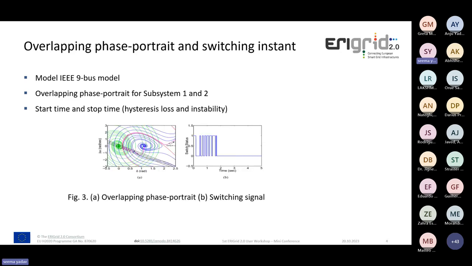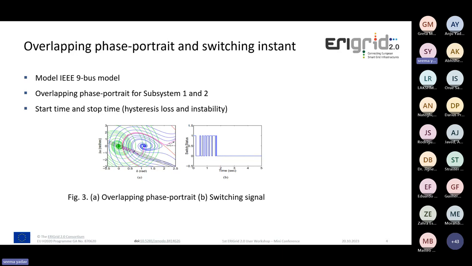My second point is how to calculate the start and stop time of attack for the attack construction. This is the most important thing. We have to choose wisely the start time and stop time of attack construction, which we can choose using the overlapping phase portrait. The overlapping phase portrait is the graphical representation of the rotor angle and rotor frequency, as shown in figure 3a.